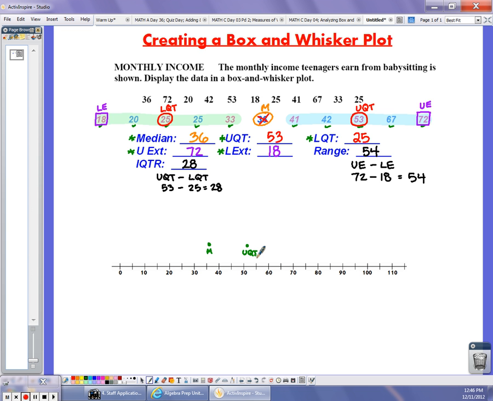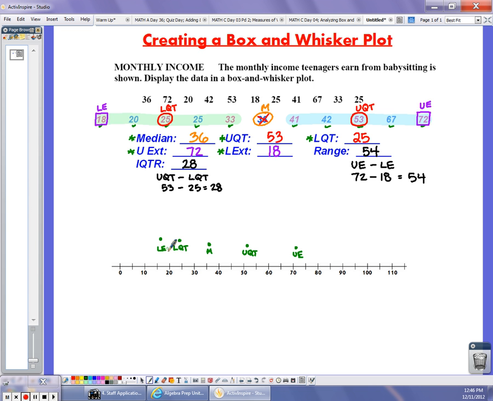And then I have 25 at my lower quartile. Well, 25 is right over here. I'll label that LQT. And then I have my two extremes. My upper extreme is 72. Well, here's 70, here's 75, so 72 is somewhere near the middle. That's going to be my upper extreme, so I'm going to label that UE. And my lower extreme is 18, which is somewhere right over here. And I'll label it LE.